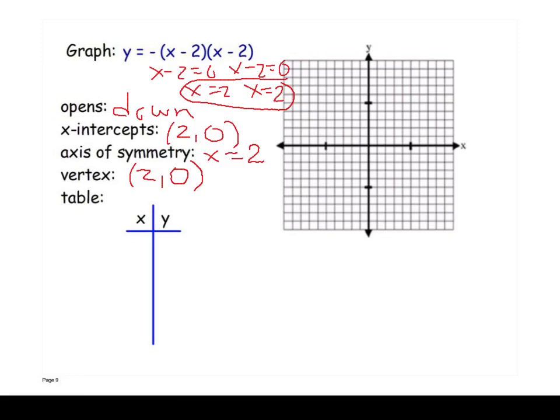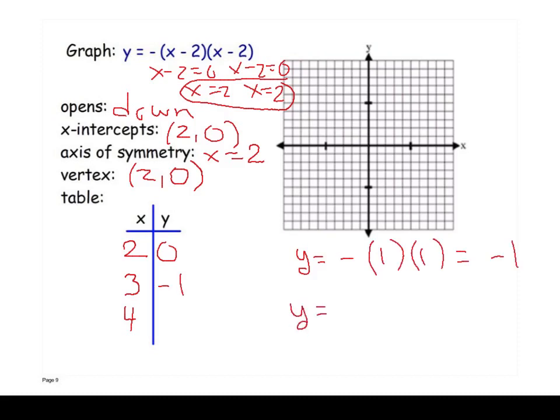So this time we are left with only one original point on our table. So what I want to do is choose a couple of points that are close to my axis of symmetry. When I plug in 3 into my original equation, I get y is equal to negative (3 minus 2)(3 minus 2), which is equal to negative (1)(1), and that's equal to negative 1. So that gives me (3, -1). When I plug in the 4, I get negative 2 times 2, and that gets me negative 4.